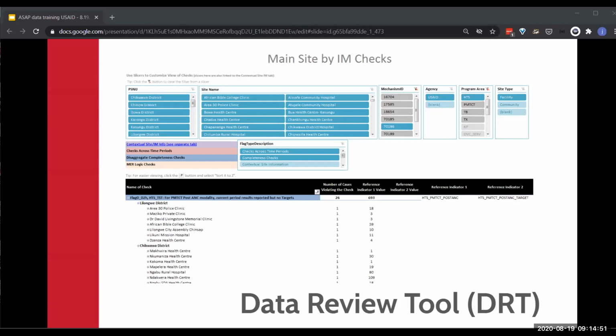Again, this is changing a little bit with FY21, which starts on October 1st, because we are not having site level targets anymore. We will still have PSNU level targets, but we won't have site level targets. So I'll pause there for questions.